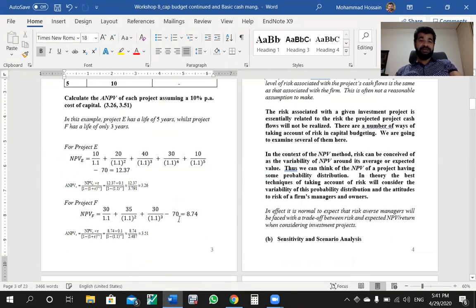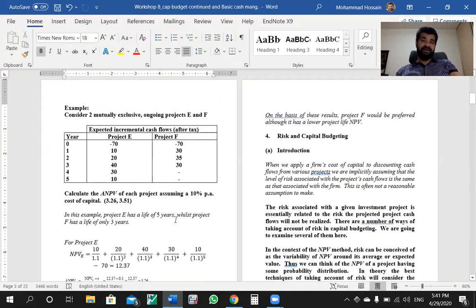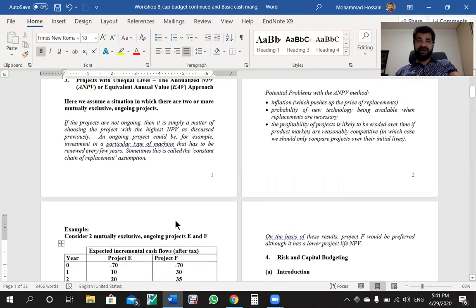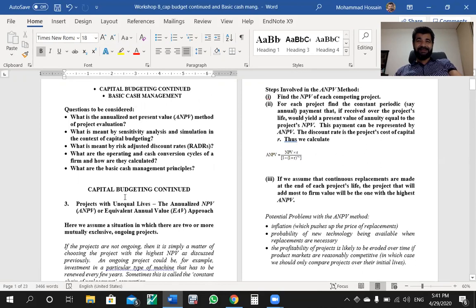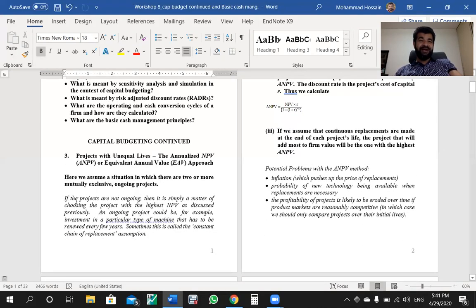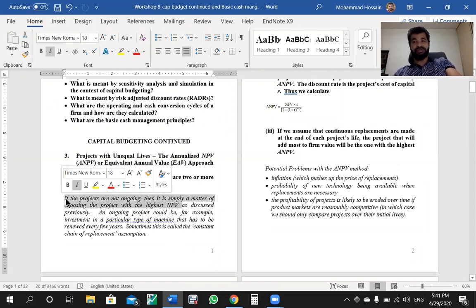Now, if we check what annualized net present value is, I will explain it in the easiest way I can. See what it says here: if projects are not ongoing, it means that sometimes not every project needs to go on for a lifetime. Sometimes the project stops. So if the projects are not ongoing, it is simply a matter of choosing the project with the highest NPV. We pick that project.